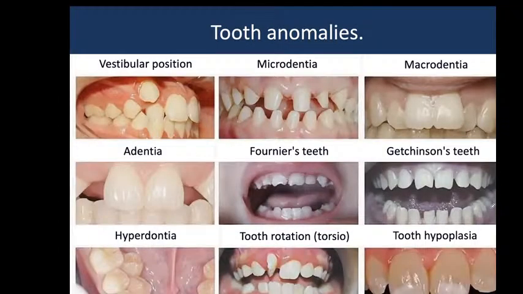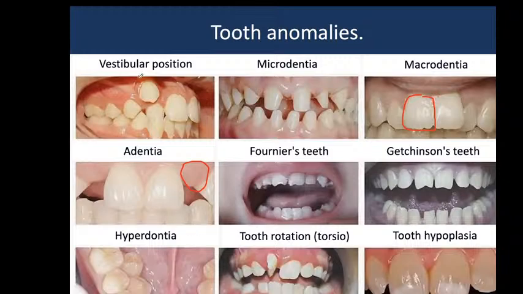And a couple of words about tooth anomalies. It would be microdentia. It means that each tooth is smaller than normal, or macrodentia, like here you see the medial incisors have a very large shape. It would be adentia when we couldn't see the tooth in the typical place.